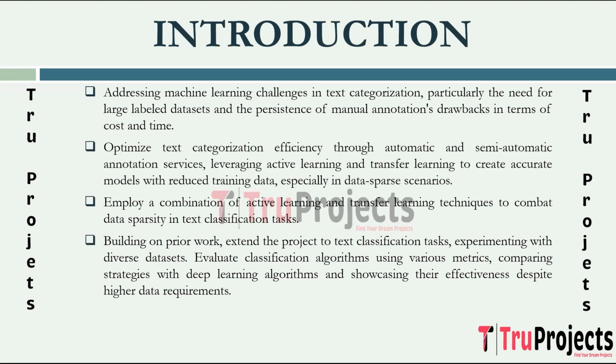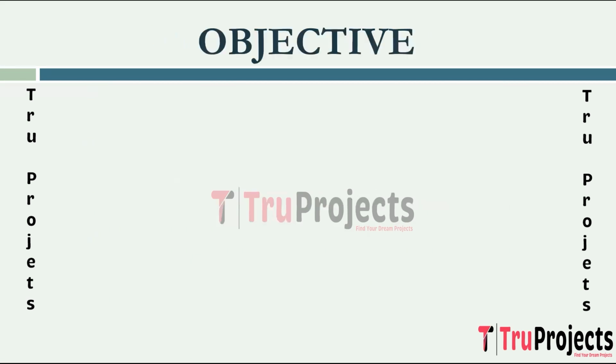Building upon prior work presented in the European Symposium on Artificial Neural Networks, the project extends its scope to text classification tasks. Notably, the project includes experiments on multiple datasets from diverse fields, evaluating classification algorithms using various metrics. The project also compares proposed strategies using deep learning algorithms, demonstrating their effectiveness despite the typically higher data requirements.